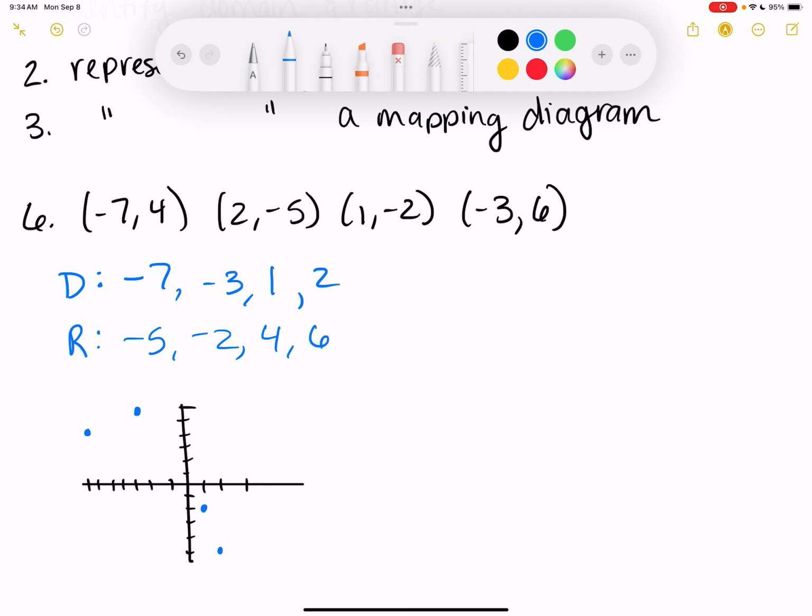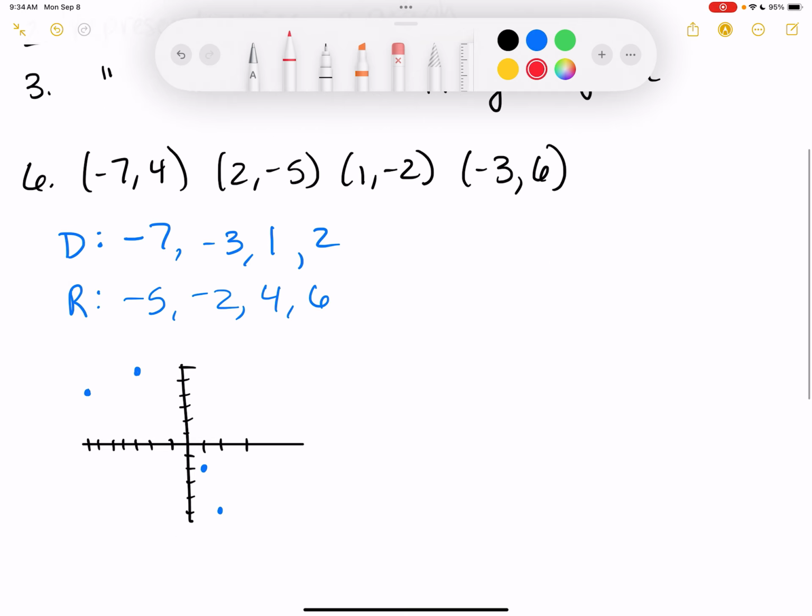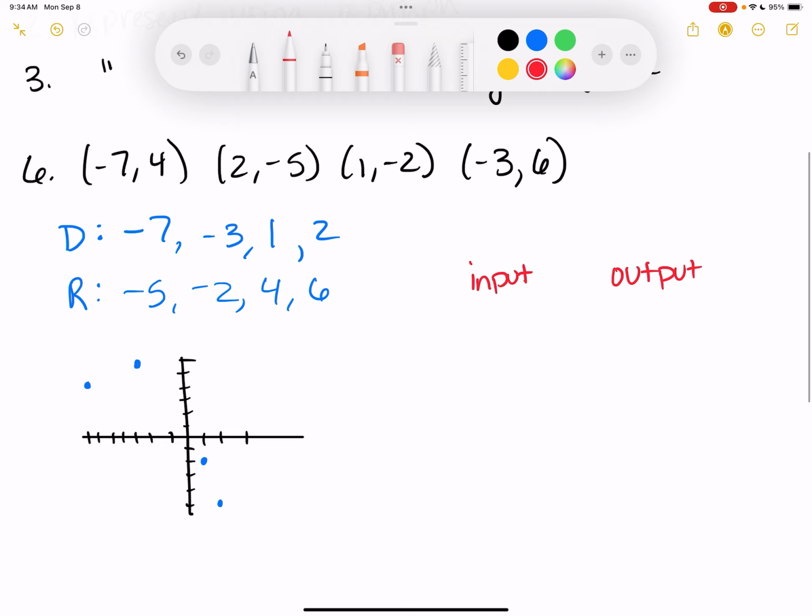All right, then the last thing is we're using a mapping diagram. This is probably the next place that people get points off. A mapping diagram is labeled with input and output. Sometimes people will go up here and write domain and range, and then that's why they won't write it all. They'll say, well, I did my mapping diagram and my domain and range at the same time. That's not how it works. You write everything separate. So again, we put them down in order: -7, -3, 1 and 2. Output: -5, -2, 4 and 6.